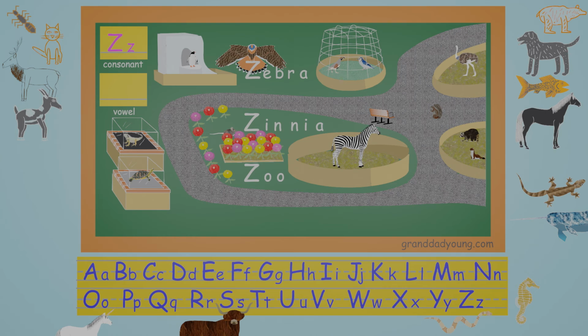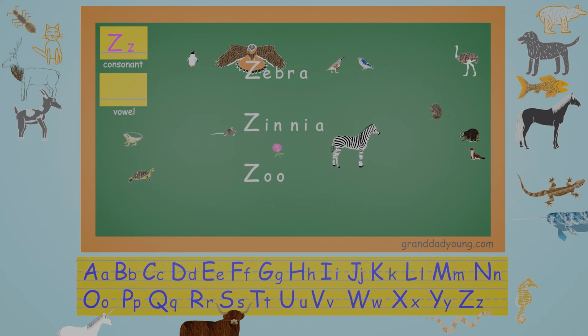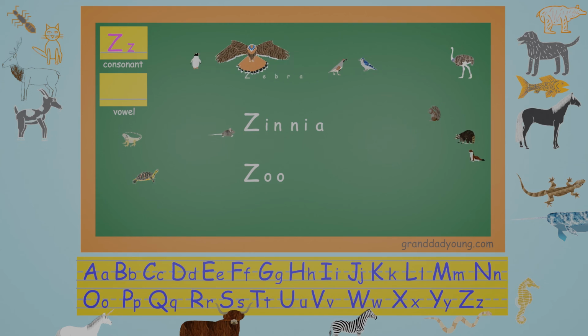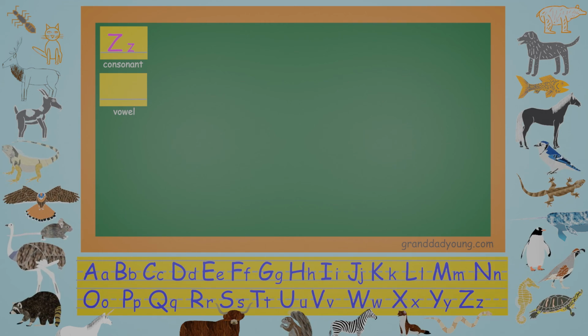What sound does the letter Z represent? Z. Can you say Z? Very good. Z, the 26th letter of the English alphabet.